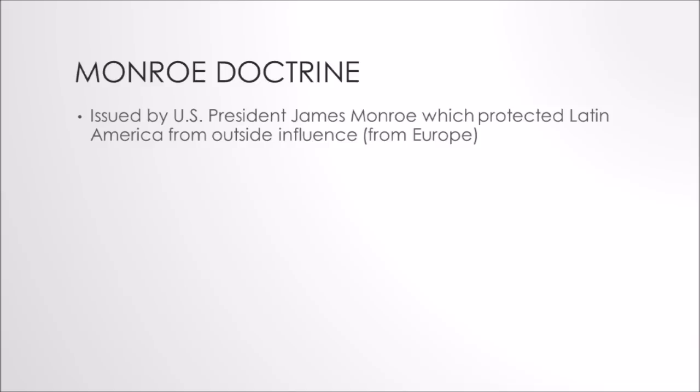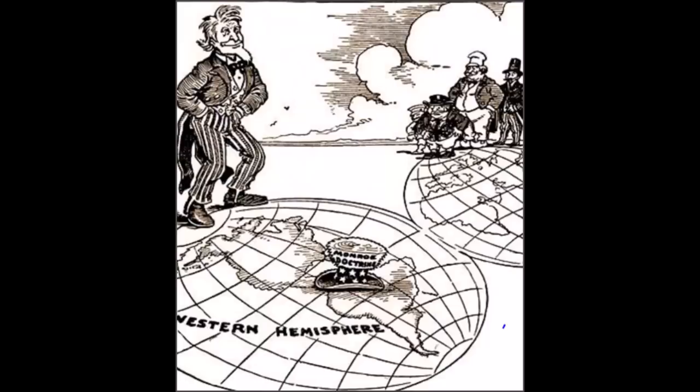The Monroe Doctrine was issued by U.S. President James Monroe, which protected Latin America from outside influence, specifically from Europe. This cartoon shows Uncle Sam standing on the Western Hemisphere, protecting it from Europe.